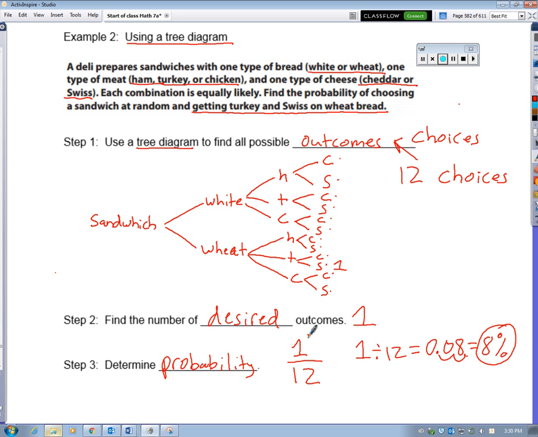So the probability of picking that type of sandwich, wheat bread with turkey and Swiss, from this deli at random, would be a 1 in 12 chance or an 8% chance. There's your example for using theoretical probability on compound events. You can use a table or a tree diagram, whatever you would like to use more. Don't forget to try this problem.